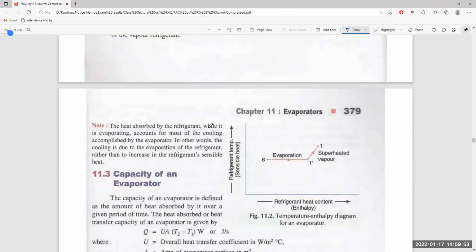The heat absorbed by the refrigerant while it is evaporating accounts for most of the cooling accomplished by the evaporator. In other words, the cooling is due to the evaporation of the refrigerant rather than to the increase in the refrigerant's sensible heat.